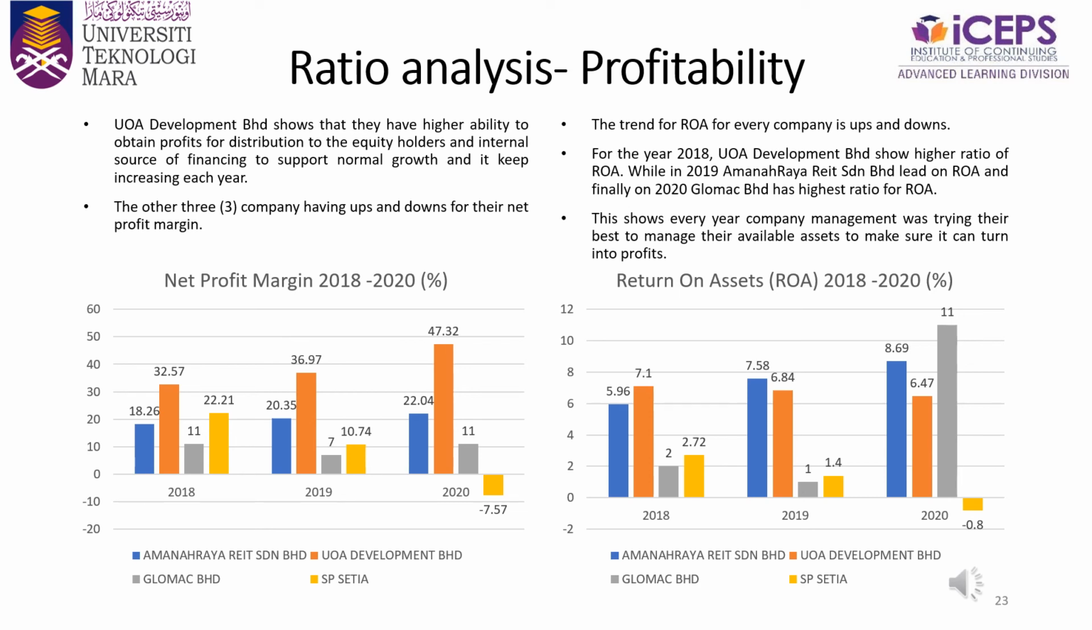While for return on assets, ROA, the trend for every company is up and down. For the year 2018, UOA Development Berhad shows a higher ratio of ROA, while in 2019 Amanah Raya REIT Sdn Berhad led on ROA, and finally in 2020 Glomac Berhad has the highest ratio for ROA. This shows every year company management was trying their best to manage their available assets to make sure they can turn into profits.